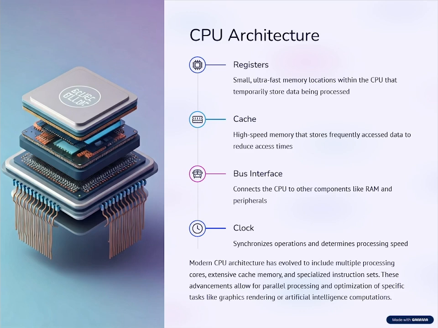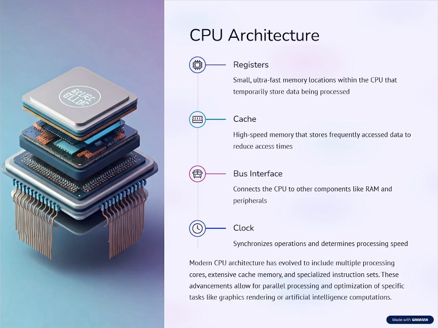Then we also have what we call the buses inside the CPU, or on the motherboard. And these buses are the bus interfaces. They help us to connect the CPU with other components like the RAM, the ROM, and the secondary storage, so that for any instruction to be sent to the secondary storage, there is a bus for that, and they are called by different names. Then we also have inside the same CPU what we call the clock. The clock will help us to synchronize operations and determine processing speeds.